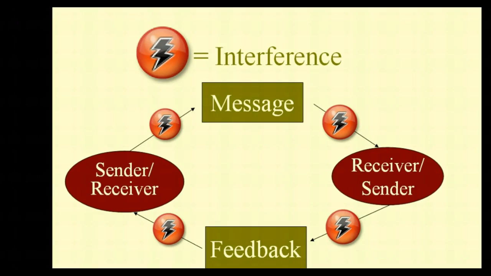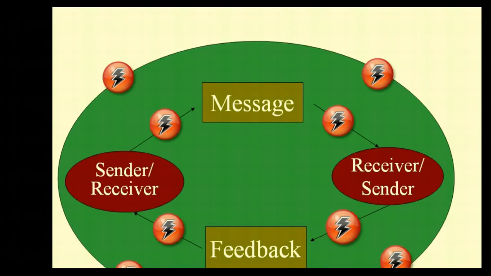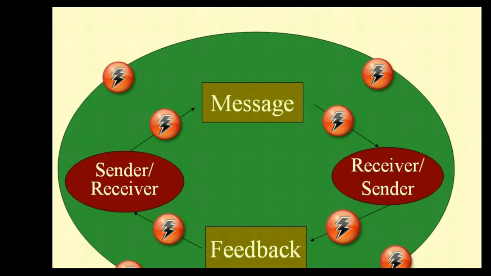I maybe need to reiterate my message to ensure proper communication. Again, it gets even a little more complicated if we add in the idea of context. Context brings in even more potential interference. Context is the physical, social, psychological, and time elements in which the communication takes place.